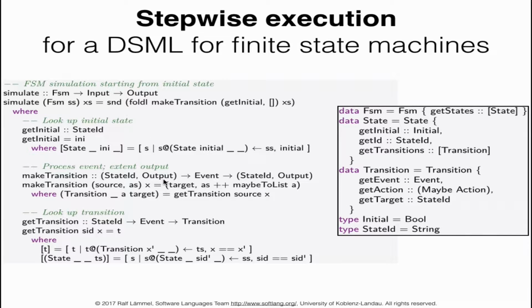So I'm not going to explain this interpreter in detail, but it should be clear that we have stepwise execution here because the incoming input, which is a sequence of events, is processed by a foldl. So we use step-by-step transition execution over the input sequence here.